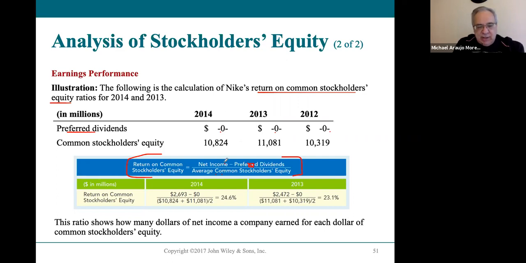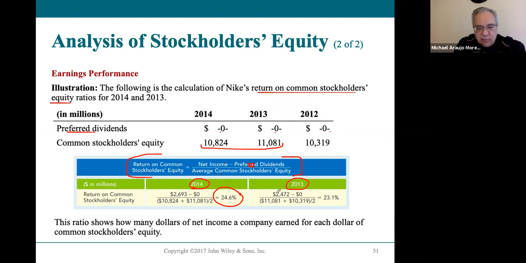So it's often your net income divided by your average common stockholders' equity. Here for 2014, you have income of 2.69 billion divided by your average equity. That's these two numbers averaged, about 11 billion. So that's a 24.6% return on equity. That's really good. Anything in double digits is really good in my view.